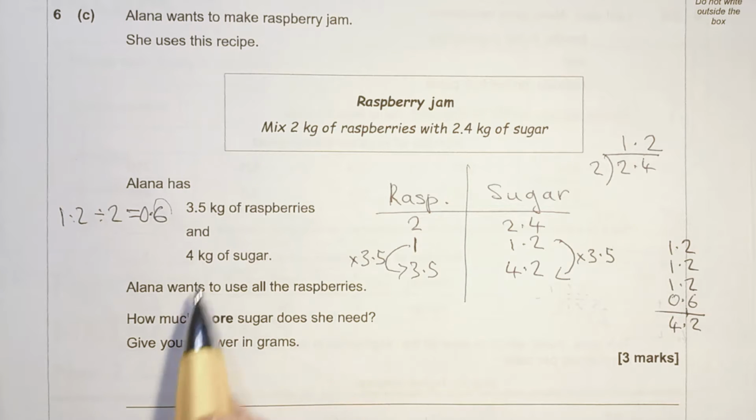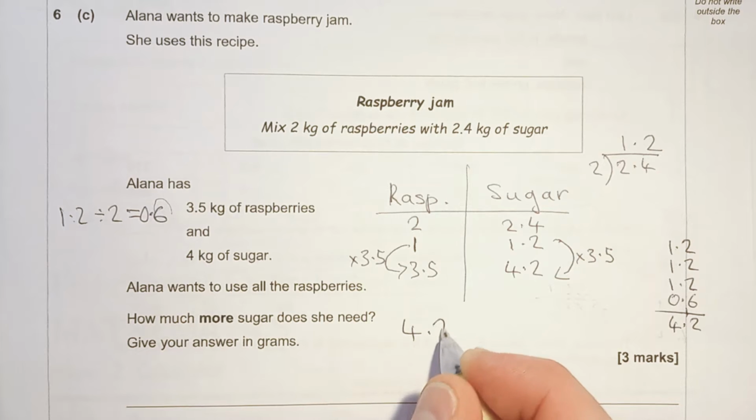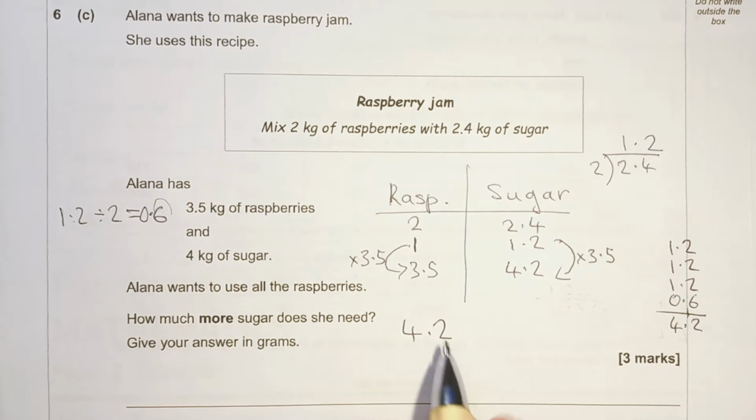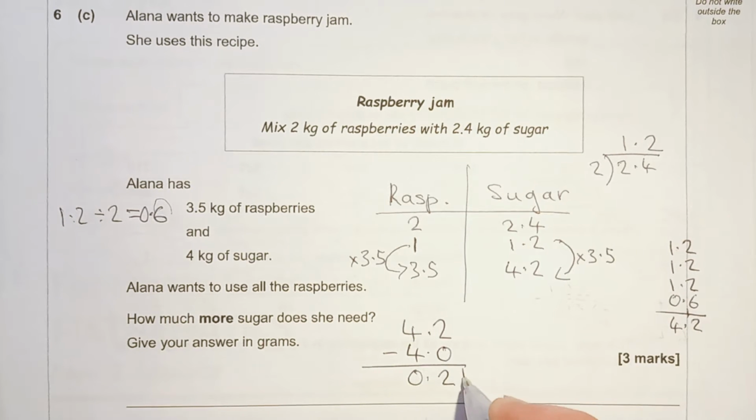Okay. We've already got 4 kilos of sugar. So to find out how much more we need, we take the total amount we need, subtract the amount we've got. So we've got something to take away from it. We can put a 0.0. So 2 minus 0 is 2. 4 minus 4 is 0. So she needs 0.2 kilograms.